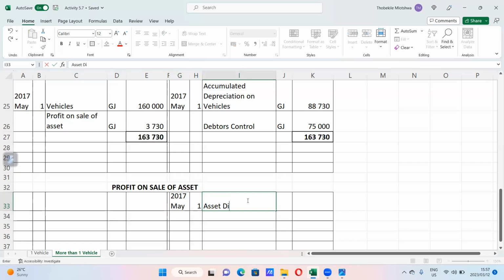That's the contra account. And the GJ again, and the profit is 3,730. Just remember, if it's a loss, you're going to say loss on sale of asset, and it's going to be a credit here and a debit here. This is a profit. It will go to the statement of comprehensive income under income, other income.